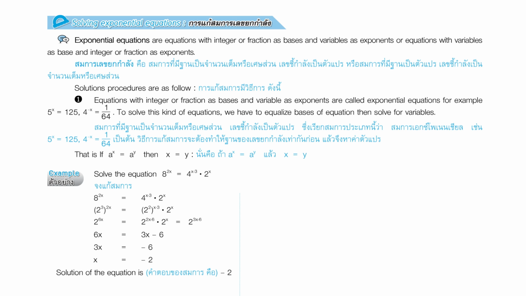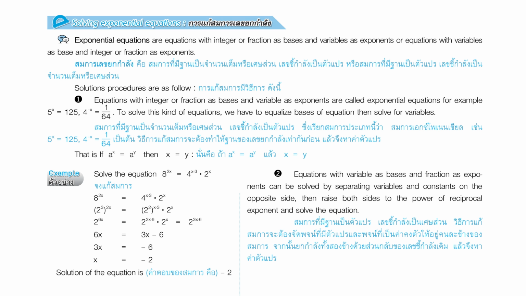For example, 5 to the power of x equals 125. 4 to the negative power of x equals 1 over 64. To solve this kind of equation, we have to equalize the bases of the equation, then solve for the variable. That is, if a to the power of x equals a to the power of y, then x equals y. 2. Equations with variables as bases and fractions as exponents can be solved by separating variables and constants on opposite sides. Then raise both sides to the power of the reciprocal exponent and solve the equation.